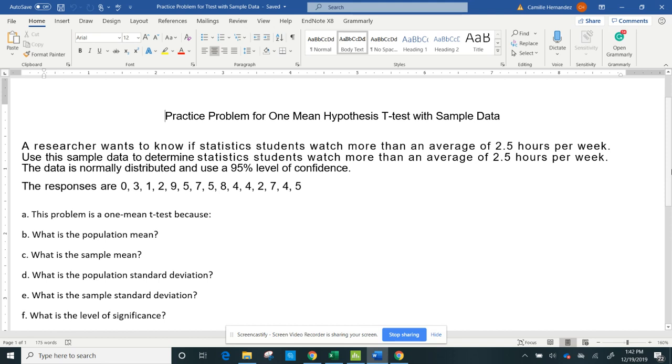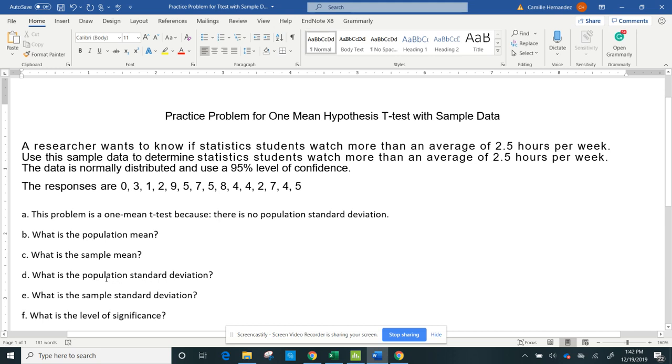And this happens a lot. Sometimes you find an interval and then you want to run a hypothesis test on it. So the responses are below. The first question is, the problem is a one mean t-test because there is no population standard deviation. That's it. That's the biggest deal about that one, is that there is no population standard deviation.